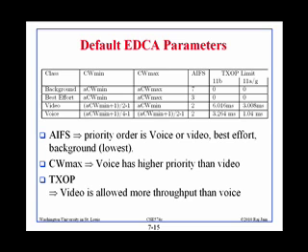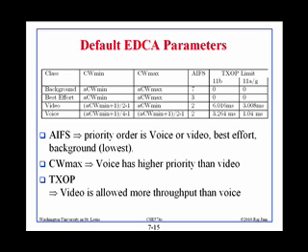All right. So here are the 4 priorities: background traffic, best effort traffic, video, and voice. These are the CW min. CW max is some value. The same value is used for these 2 priorities, but a different, higher value is used for these 2 priorities. CW max value is given here.